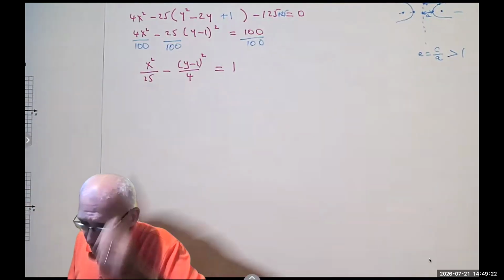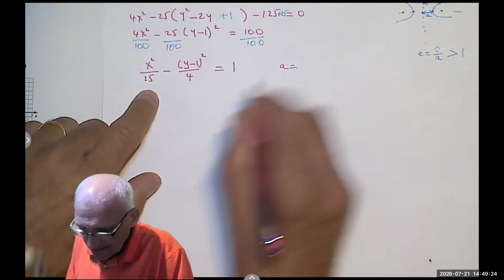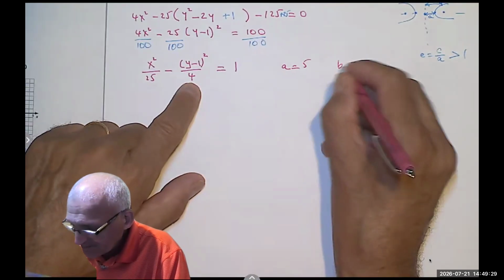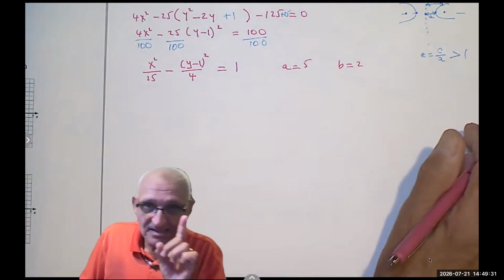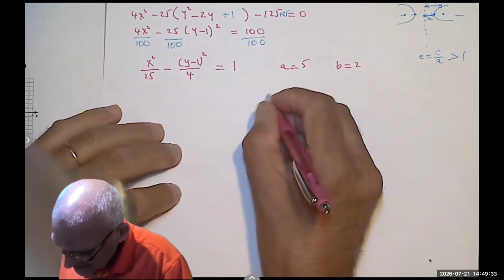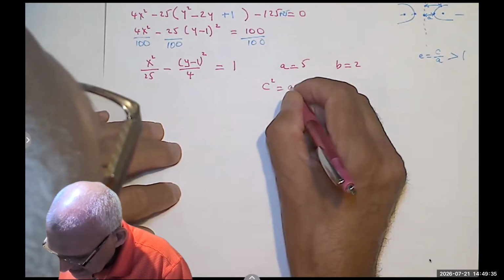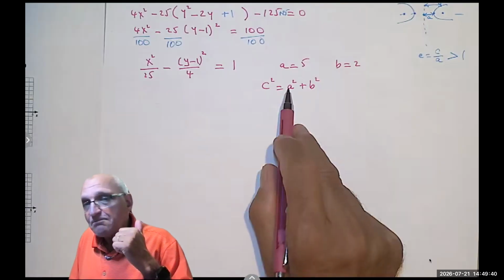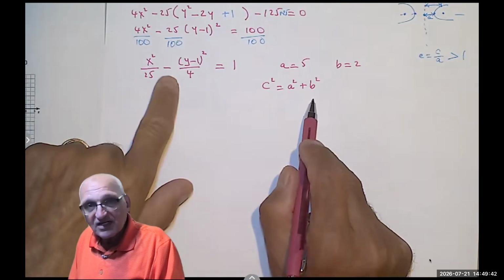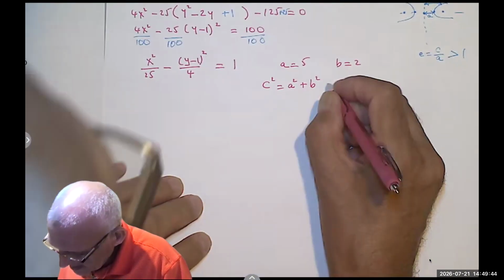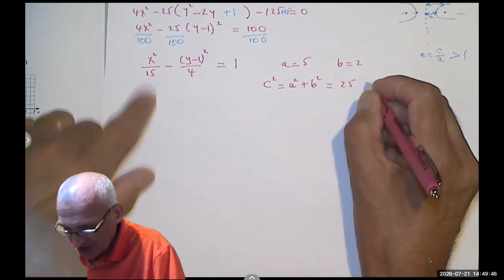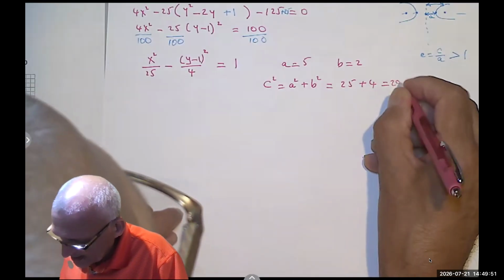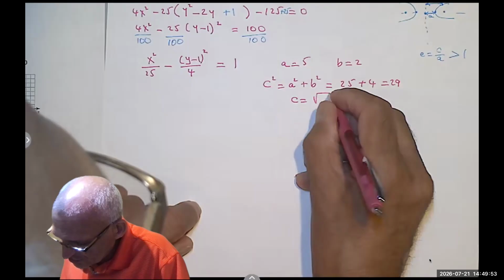So now a here, this is a squared, so a is 5. b here is 2. And in this case only, c squared equals a squared plus b squared. You notice in the ellipse, it was a squared minus, and again, because of the negative sign. So here we say this is 25, which is the sum of these two. 25 plus 4 equals 29. So c is the square root of 29.